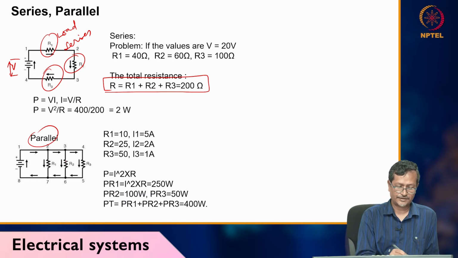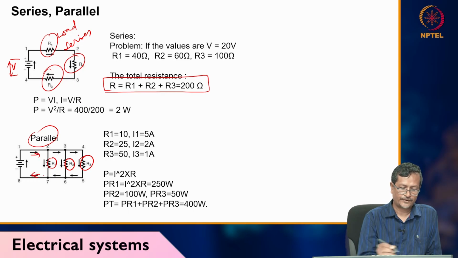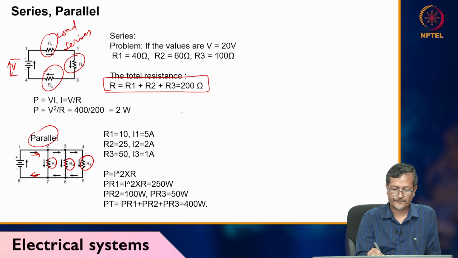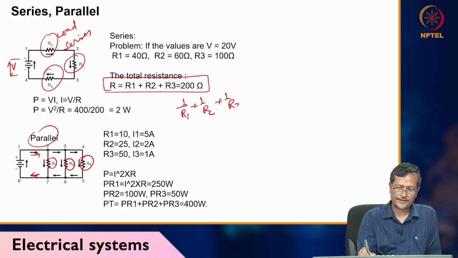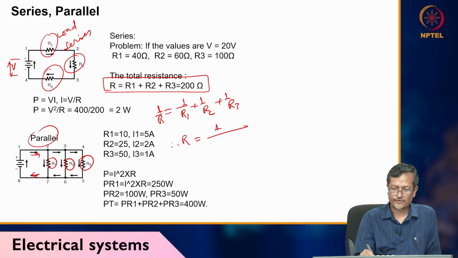But in parallel connection the resistances are combined inversely. For example, R1, R2, R3, three resistances are there and electricity is flowing. In that case I have 1 by R1 plus 1 by R2 plus 1 by R3 equals 1 by R. Therefore R equals the inverse of 1 by R1 plus 1 by R2 plus 1 by R3.